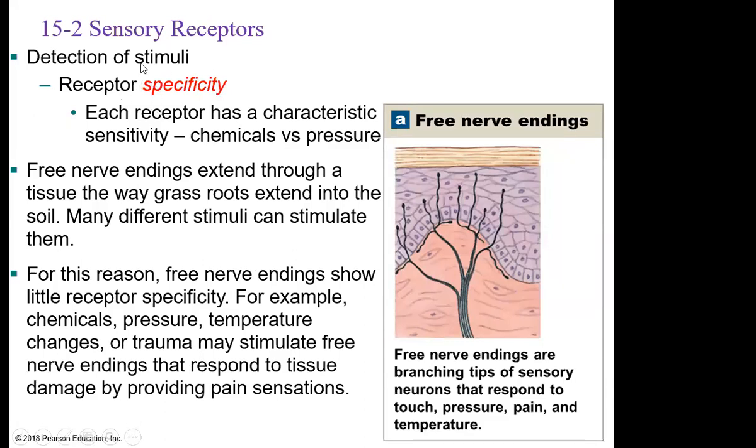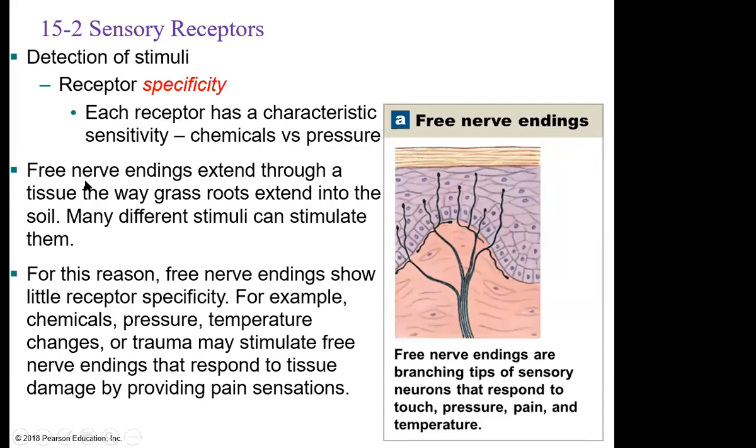Now, receptor specificity. Whenever we're talking about specificity, each receptor will have that characteristic sensitivity. As we walk through, I talked about this is for touch and this is for pain, this is for deep pressure, this is for vibration. That's what specificity means, as well as is it going to be a chemical or is it going to be a touch? So specificity for each of those receptors.